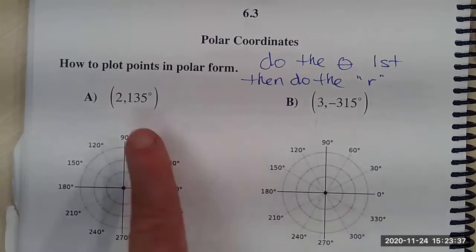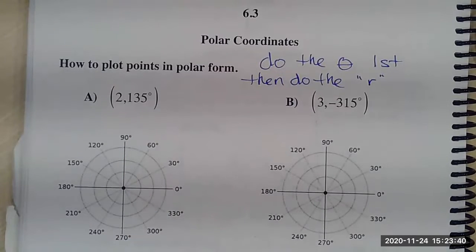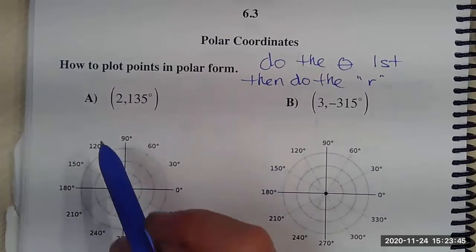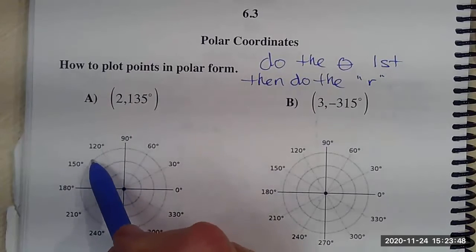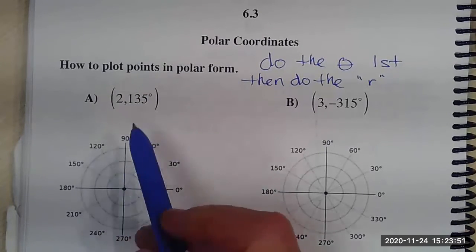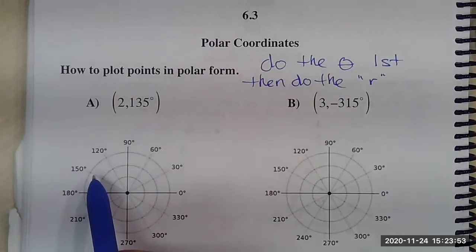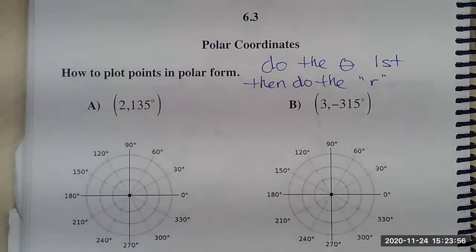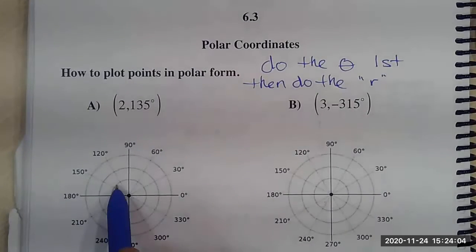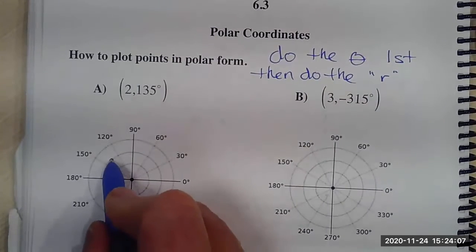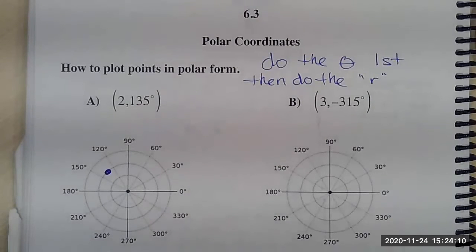So I'm going to find where 135 degrees is on the circle. It's halfway in between here. So I know I'm over here in quadrant 2. The 2 just tells you how many circles out from the origin you're going to go. So I'm going 2 circles, like a radius of 2. First circle, second circle, then you put your dot right there. And that's the ordered pair, (2, 135 degrees), in polar form.